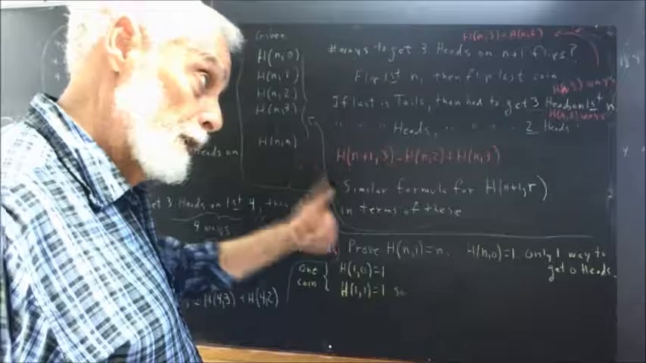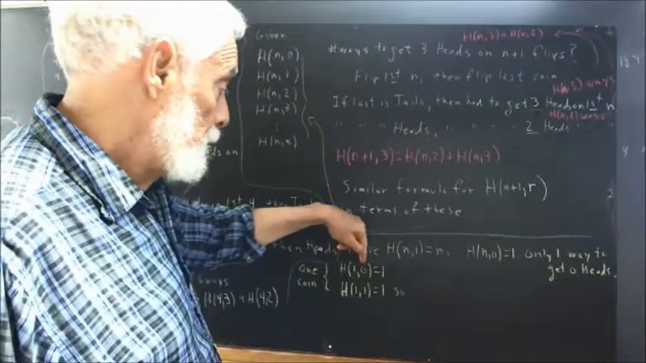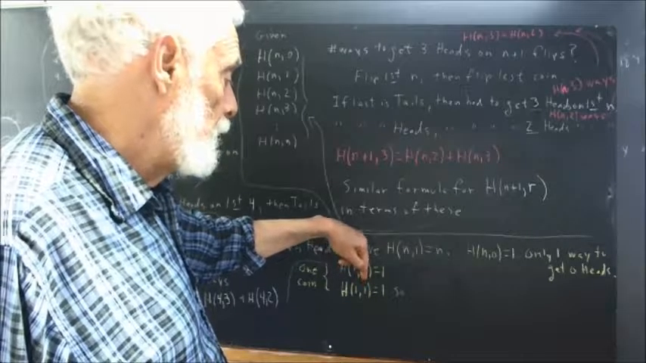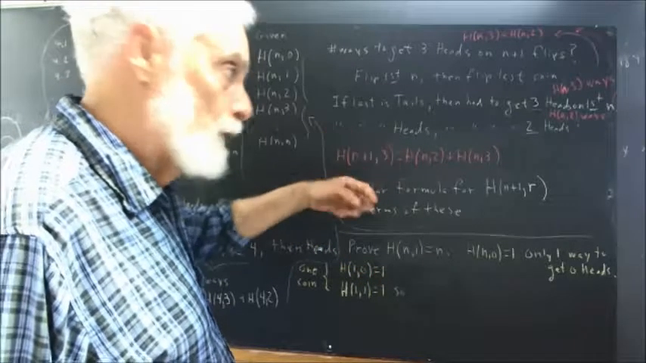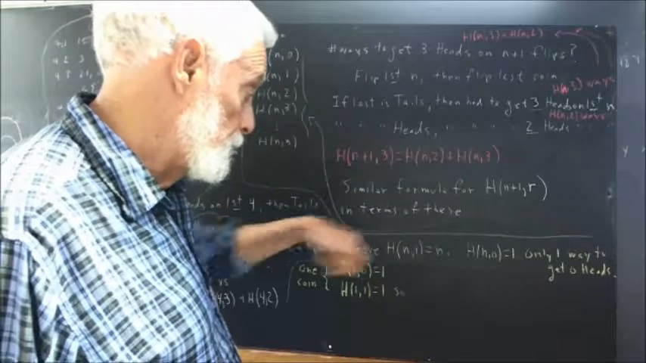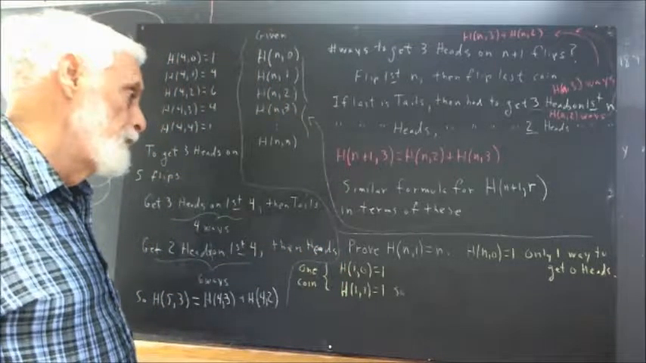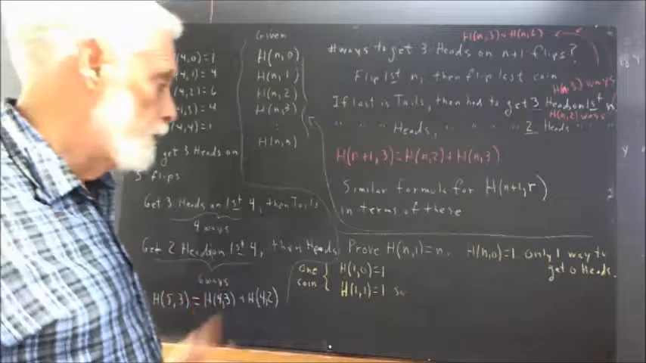We're only doing 1 flip. It's either a tail or a head. So 0 heads corresponds to tail. There's just 1 way for that to happen. 1 head corresponds to heads on the 1 coin, and there's 1 way for that to happen. So we're going to accept this as our starting point. And then we're going to reason on forward.